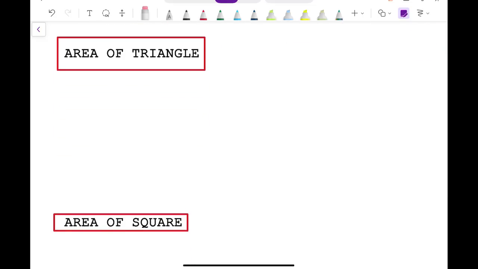Area of a triangle. When we talk about area of a triangle, there are 3 different types of triangle: right angle triangle, scalene triangle, and equilateral triangle. So two formulas you need to remember. We use them often. Area of a triangle, if it is a 90-degree triangle, we use half into base into height. If this is a 90-degree triangle, base is the floor one and height is this one.